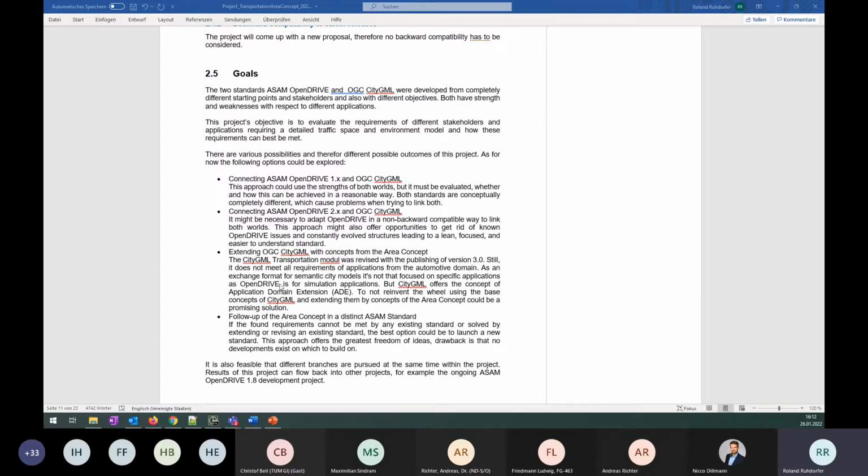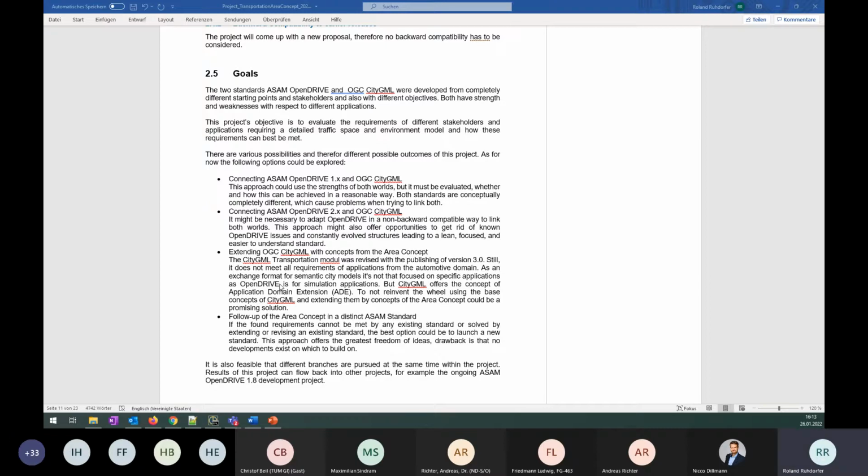A third possibility we could have a look into in this proposal project is whether we could extend the existing CityGML concepts with concepts from the presented area concept. As Christoph presented, the transportation module of CityGML was revised, but it might still not meet all the requirements of the simulation domain. And maybe we can link the ideas of the area concept with the approaches of the CityGML standard, and maybe we can create an application domain extension for CityGML covering all the needs of an automotive application.